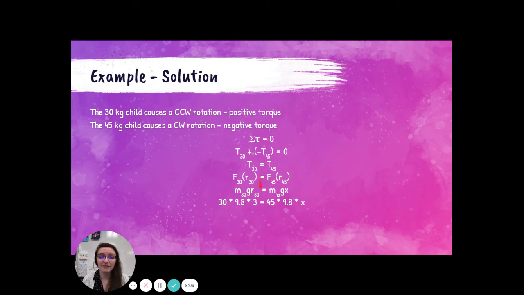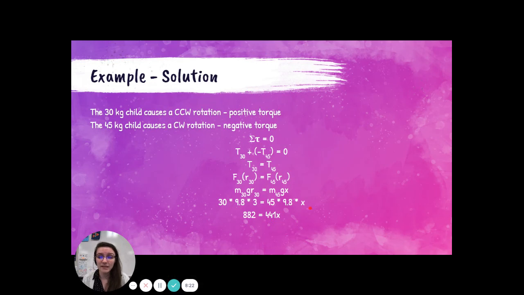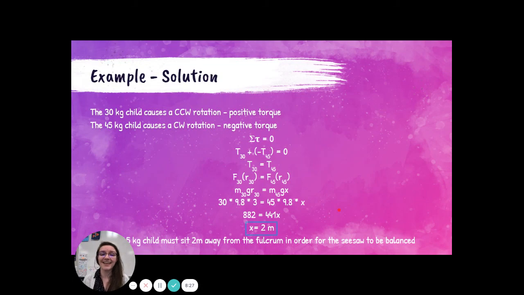On the other side, I've got the force, or the mass times gravity, is 45 times 9.8, and I don't know the distance yet. Multiply to get 882 is equal to 441 times x, or my distance. Divide both sides by 441, and I get that the 45-kilogram child must sit 2 meters away from the fulcrum in order for this seesaw to be balanced. So the 30-kilogram child is 3 meters away, and the 45-kilogram child is 2 meters, a little bit closer.